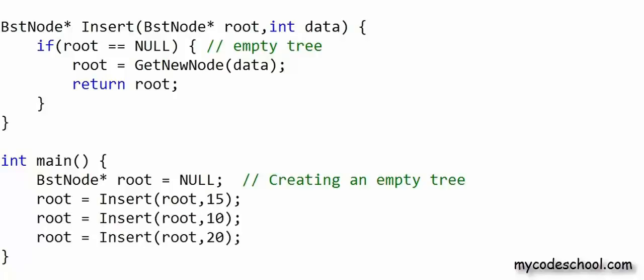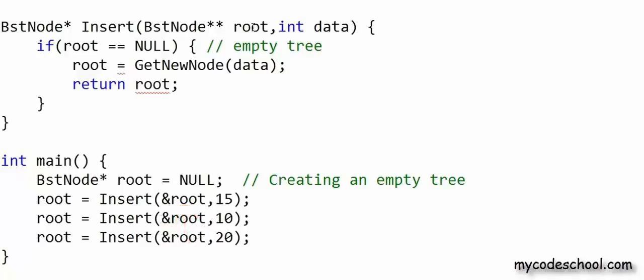Another way is that we can pass the address of this root of main to the insert function. This root is already a pointer to node, so its address can be collected in a pointer to pointer. So in the insert function, the first argument will be a pointer to pointer, and here we can pass the address. We'll say ampersand root to pass the address. We can name this argument root, or we can name this argument rootPtr. We can name this whatever.